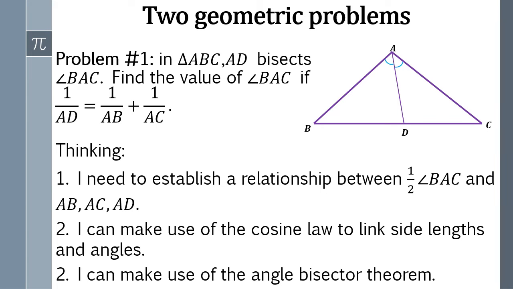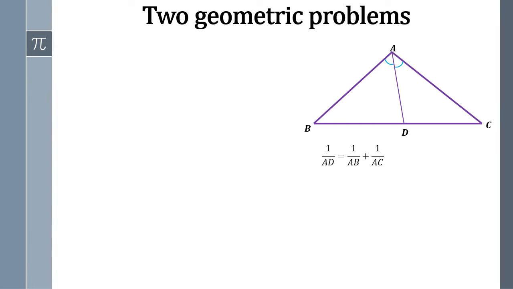Okay, let's get started. To simplify my writing, I'm going to use B, C, D, and theta to represent sides AC, AB, and AD, and the two half angles of BAC. Then 1 over AD equals 1 over AB plus 1 over AC leads to 1 over D equals 1 over C plus 1 over B, which further leads to D equals BC over B plus C. I'm leaving this here for now.